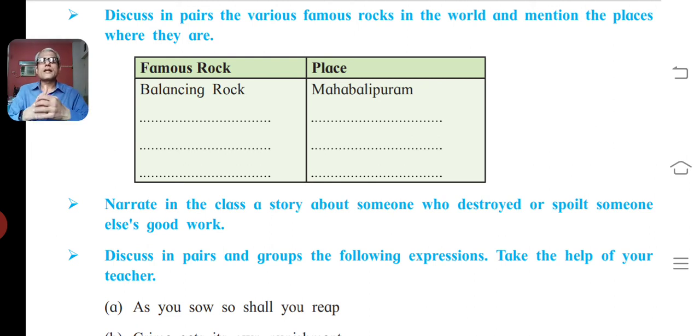Now see the next activity. Narrate in the class a story about someone who destroyed or spoilt someone else's good work. Here you will have to narrate a story about someone who has destroyed or spoiled someone else's good work. Now you do it on your own, personally or individually at your home. I repeat, you do this activity on your own at your home. Now see the next activity.